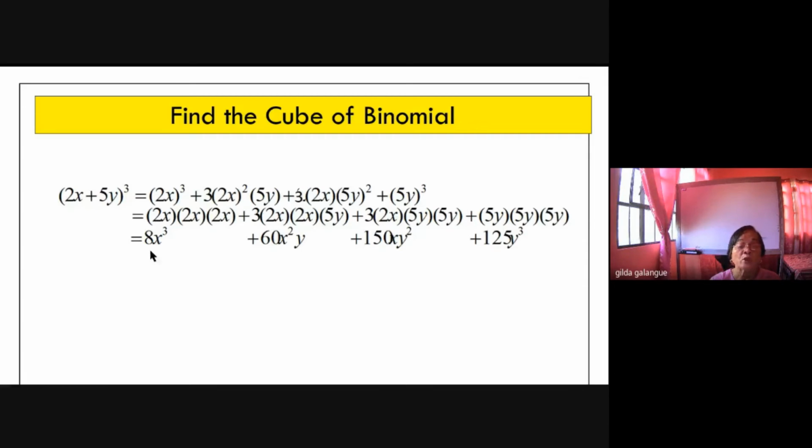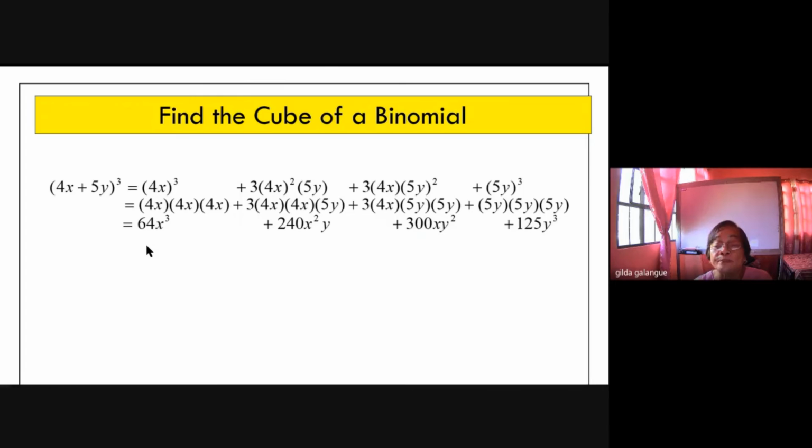Look at the exponent of x, 3, this is 2, this is 1. Look at the exponent of y. There is no y, 1, 2, 3. So what is our final answer? 8x cubed plus 60x squared y plus 150xy squared plus 125y cubed.